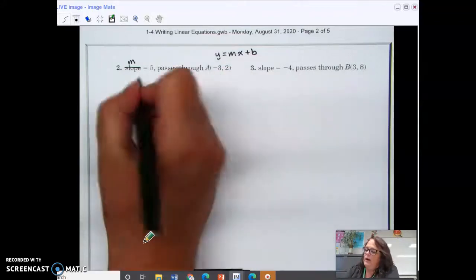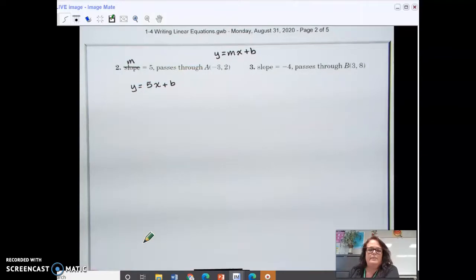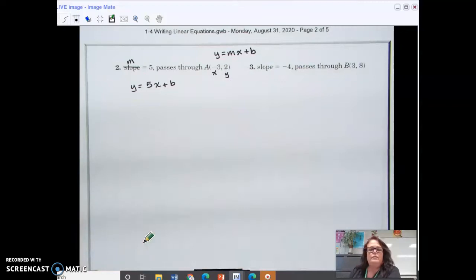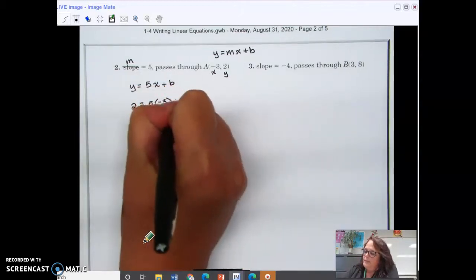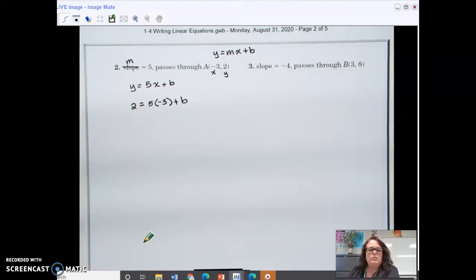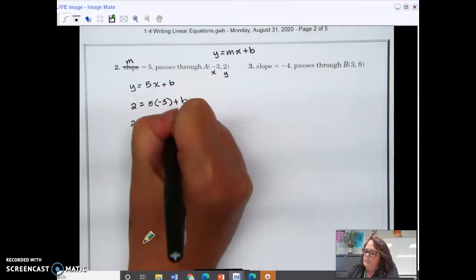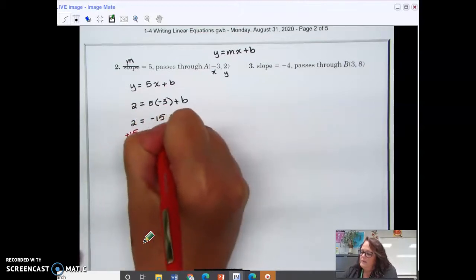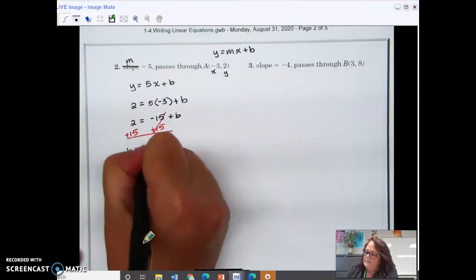So with question number 2, I'm going to say I know that my slope is 5. I just don't know what my y-intercept is. So I can let x be negative 3, and I can let y be positive 2, and then figure out what b is. So that means I have 2 is equal to 5 times negative 3 plus b. So right now I'm trying to solve for b. So that means I have 2 is equal to negative 15 plus b. And then if we add 15 to both sides, then that means that b is equal to 17.